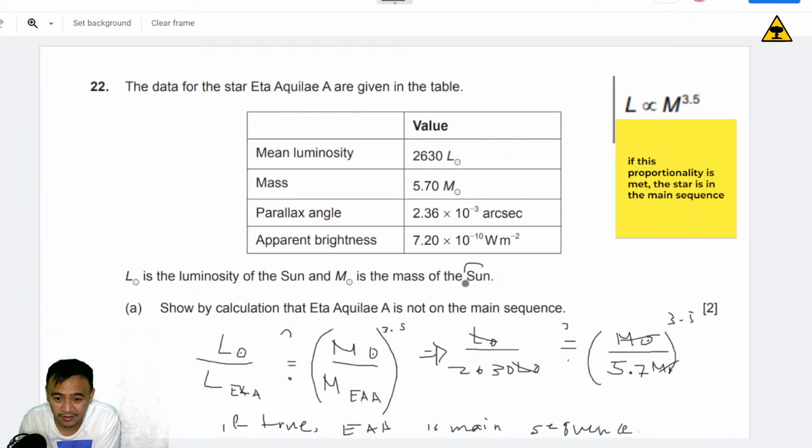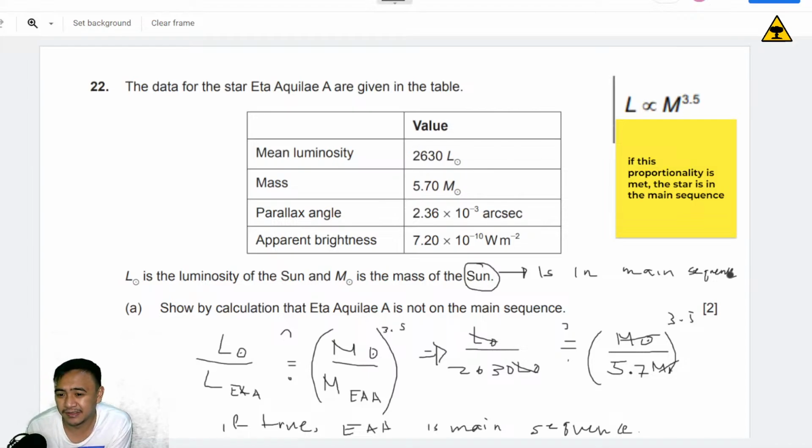Also, another important thing to note here is that the sun is main sequence. So basically that's the idea here. If the star is in the main sequence, we have this proportionality. All right, show by calculation.